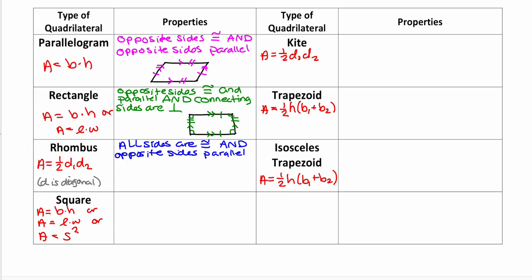Now, a rhombus is kind of like a diamond. That's what most people think of. I still want to have a horizontal piece here. And it's actually going to still look like a parallelogram.